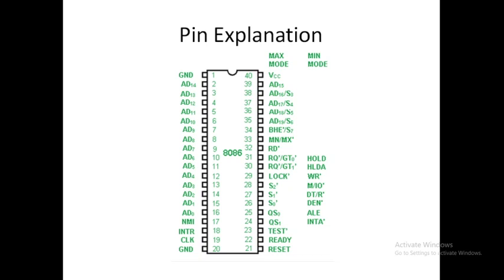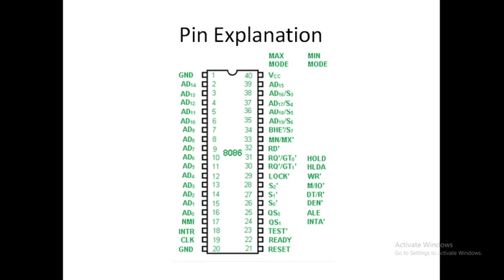a huge amount of data. Then in minimum mode, DEN, data enable. This pin is provided as an output enable for the 8286 and 8287 in the minimum system which uses a transceiver. DEN is active low during each memory and input output access and for interrupt acknowledge cycles. So it indicates the start of the data transfer.